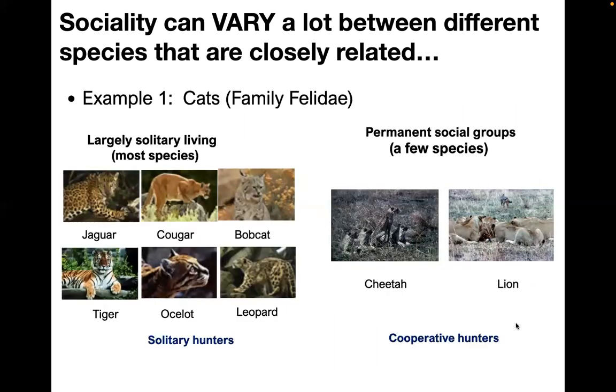And so here's a slide with some examples of cat species that are solitary. They come together to mate, of course, and they often have some degree of parental care where the offspring might stick with their mothers for some years. But when you see them, they're largely a solitary individual. But then there's other species of cats like cheetahs and lions that live in these permanent social groups and are cooperative hunters.